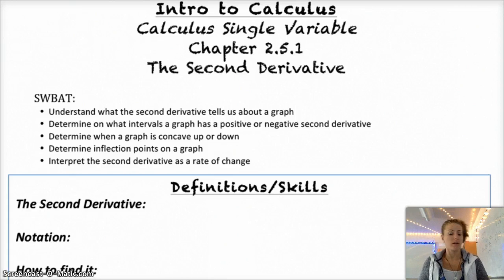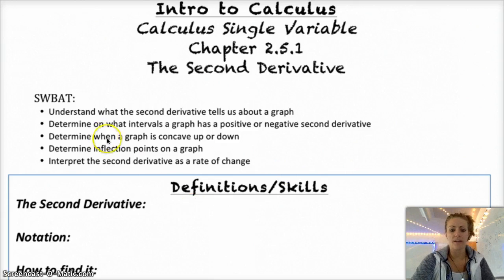So far we have talked about how the first derivative, which is just f prime, finds the slope of the tangent line of the curve, and it could find the instantaneous velocity of a particle, stuff like that. So today we're going to talk about what the second derivative is and what it tells us about a graph, and determine what intervals have a positive or a negative second derivative.